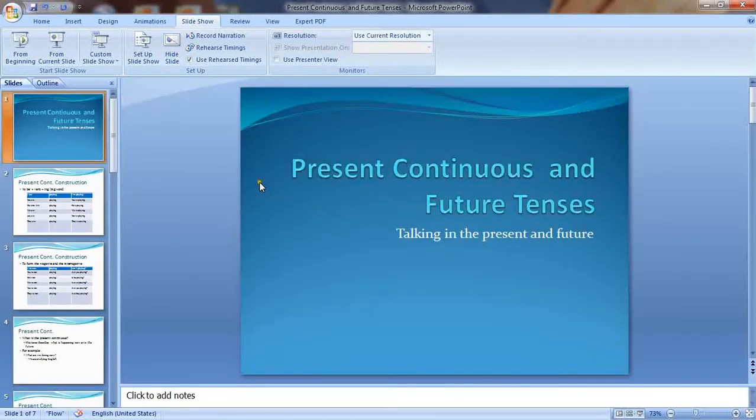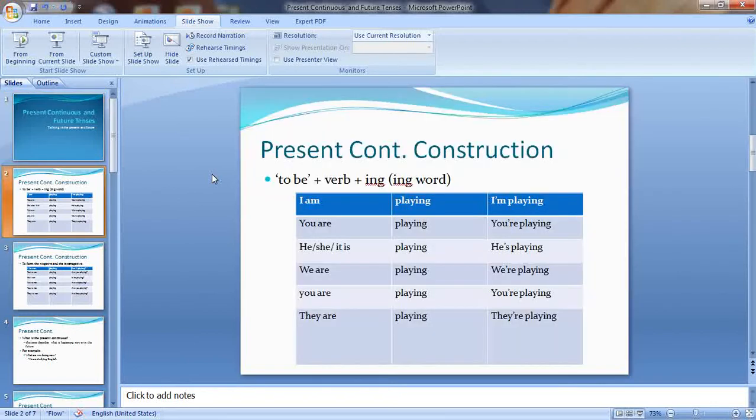Alright, the present continuous and future tenses. Talking in the present and future. Okay, here's the basic construction of the present continuous. You have the verb to be and all the subjects of the verb to be. I am, you are, he, she, it is, we are, you are, they are. Okay, I use the verb play, and now it becomes playing. Verb-ing, playing. I am playing, you are playing, etc.